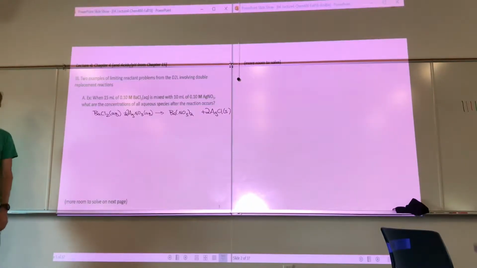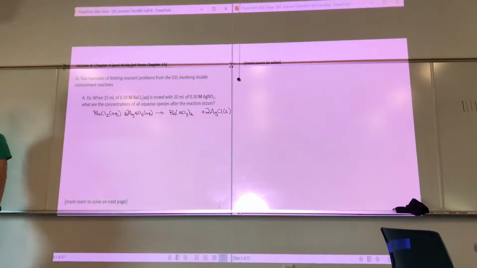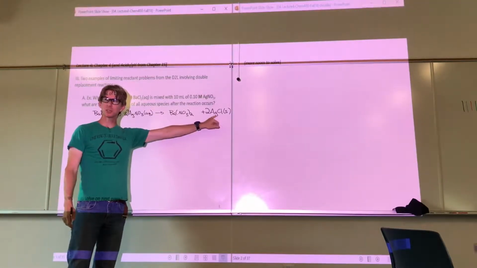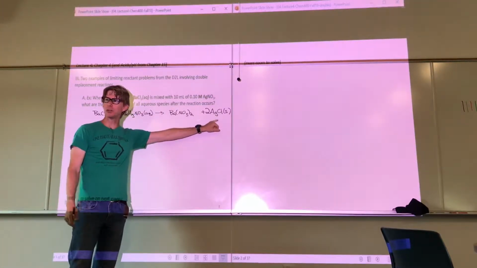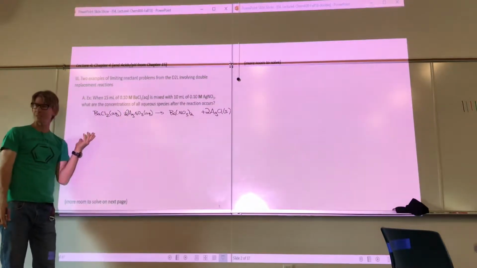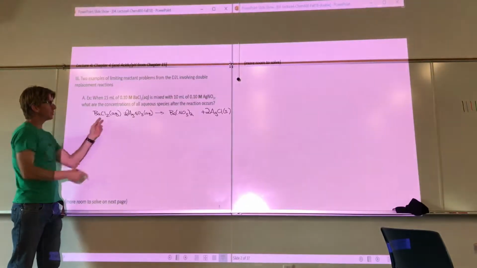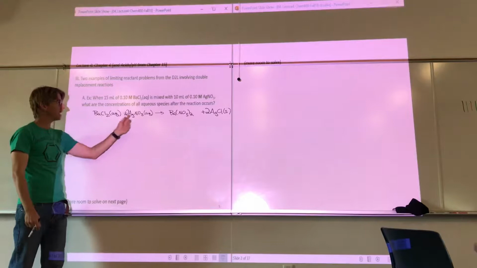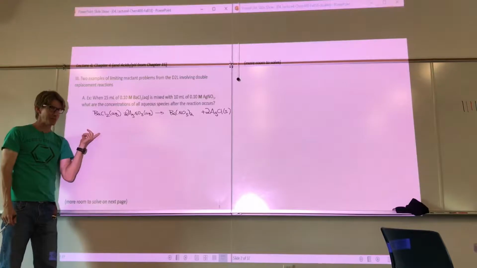Now let's talk about the question: what are the concentrations of all aqueous species after the reaction occurs? We're going to form a solid, so the first thing we need to know is that some or all of the silver ions and chloride ions will no longer be aqueous. Their concentrations will decrease as we go through this process. We have information about the moles of barium chloride because we have milliliters and molarity. That'll give us moles of barium chloride. We'll have the same information about silver nitrate. So this is a limiting reactant problem.